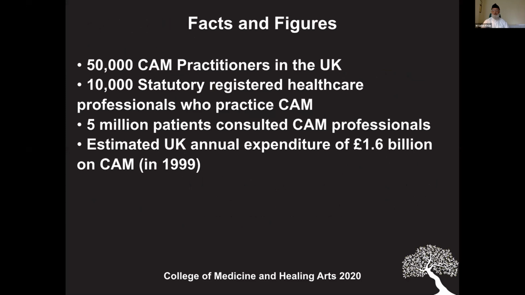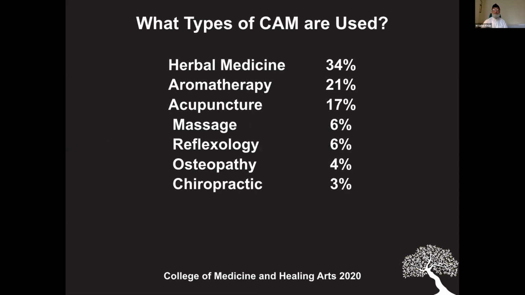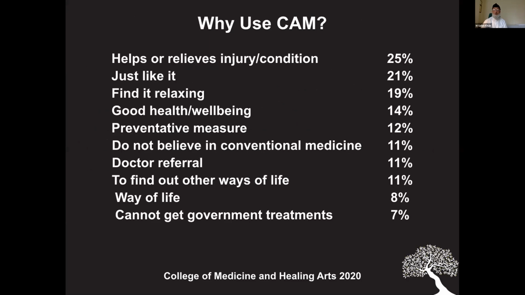These are some facts and figures on how popular complementary and alternative medicine actually is in the UK. These are old figures, so things have improved since. These are some of the complementary therapies used by the population in the UK. As you'll see, herbal medicine is very much at the top. These are some of the reasons why people come to complementary and alternative medicine, including practitioners of Unani medicine, a range of reasons.